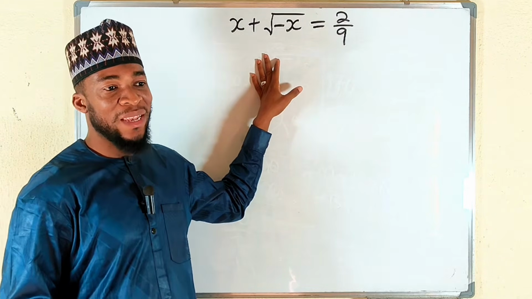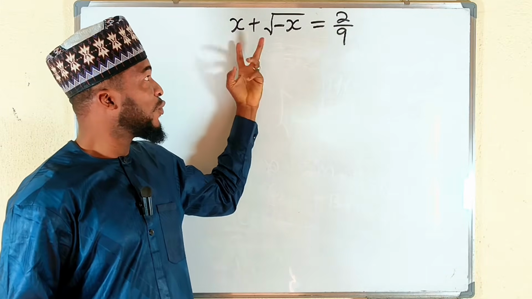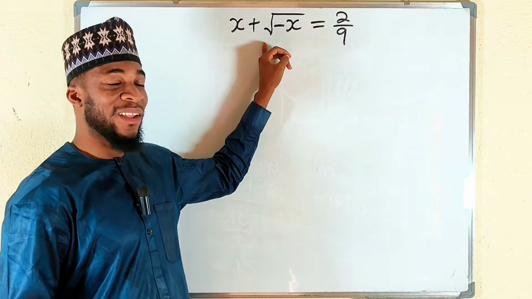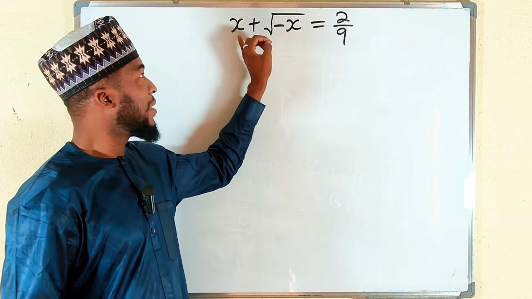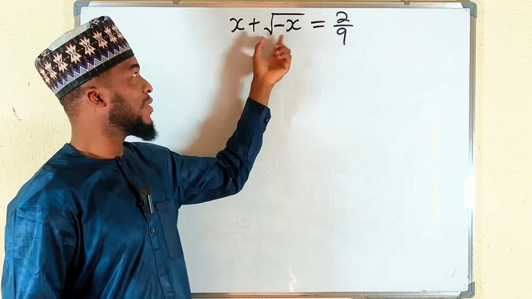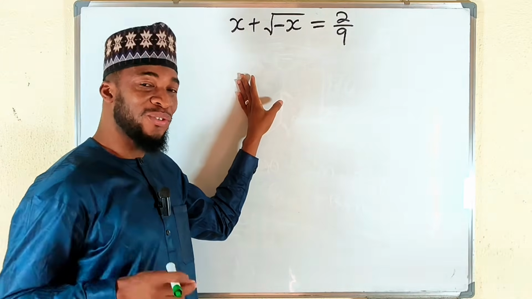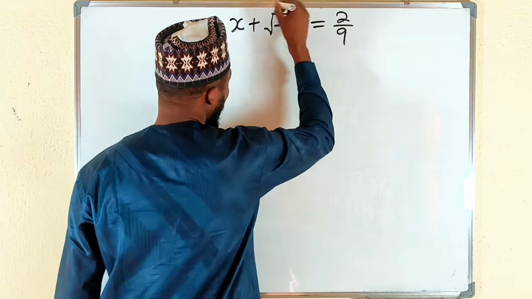For me, I think substitution is the best. Why? Because if you square both sides in order to eliminate the square root, you will end up getting another square root. Yes, though you can make the whole of this the subject by taking x to the other side and squaring. But I think substitution is the best.